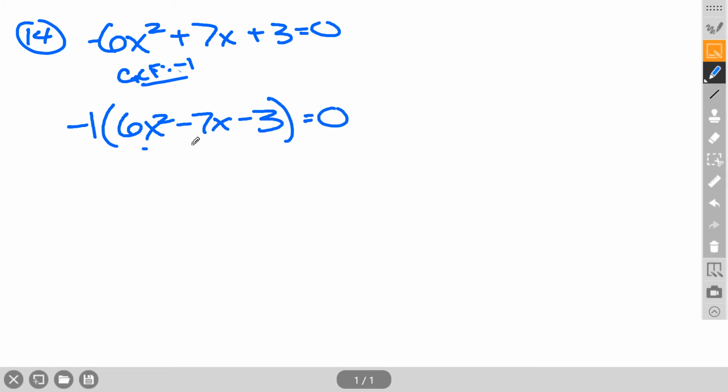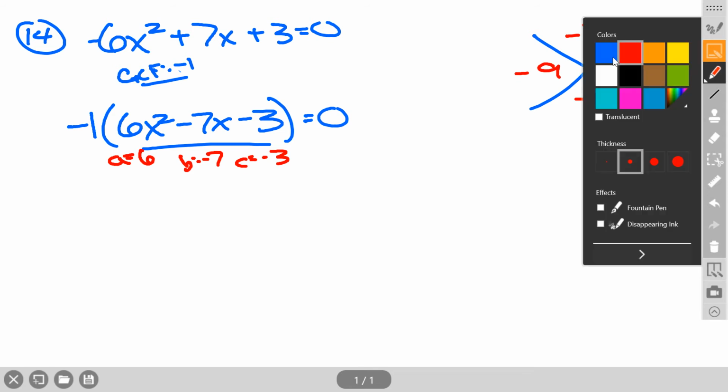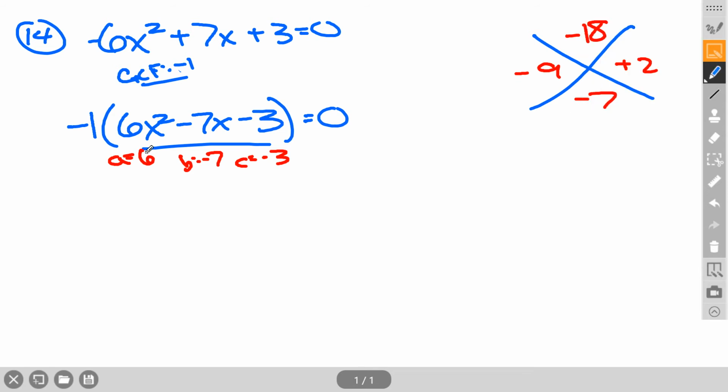Now I want to factor this. A is 6, B is negative 7, C is negative 3. So up top is A times C, 6 times negative 3, which is negative 18. And the bottom is B, so negative 7. The two numbers I'm looking for are negative 9 and positive 2. Their product is negative 18. Their sum is negative 7. So that means I can split the middle term.